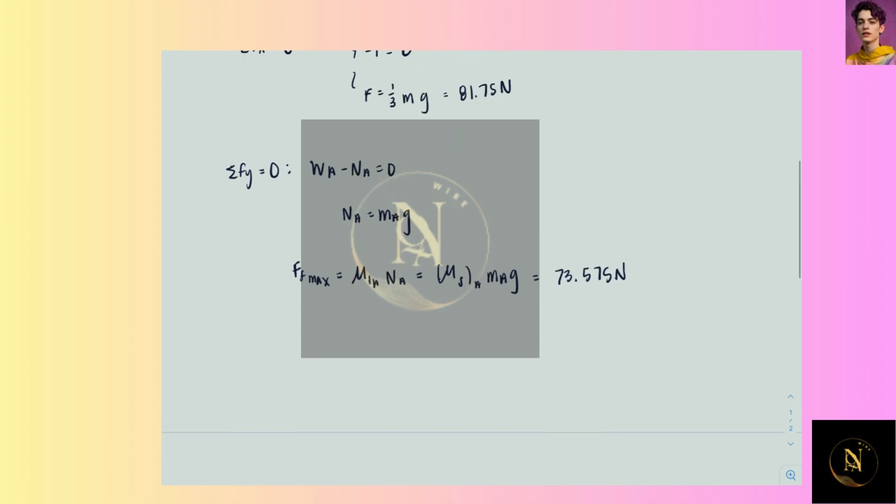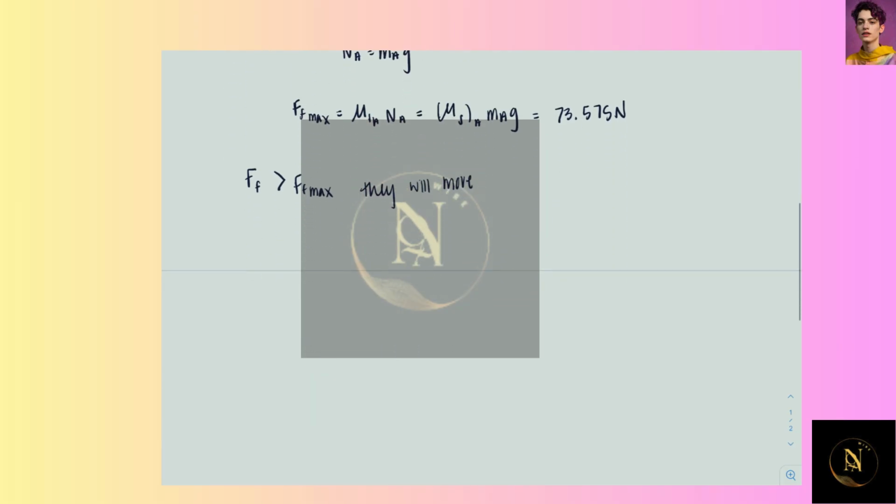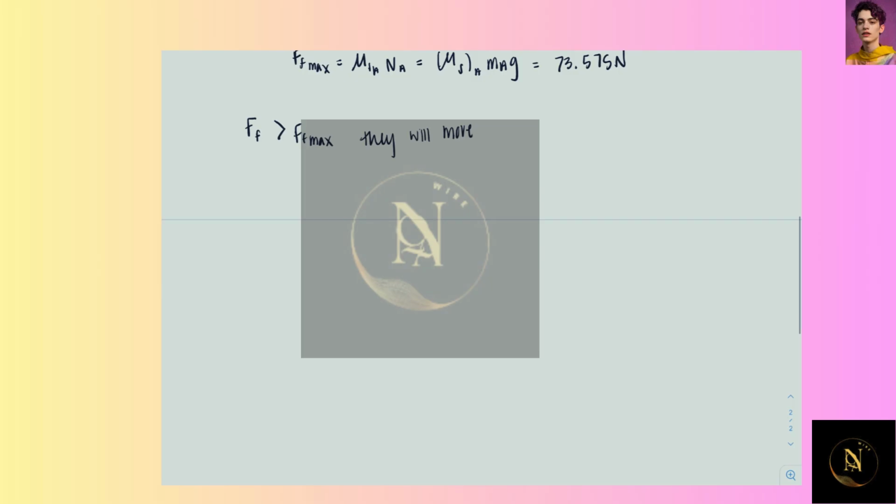So we can see that the force of friction will exceed the force of friction max, which implies that they will move. So now we want to know the acceleration. So now this is part A.